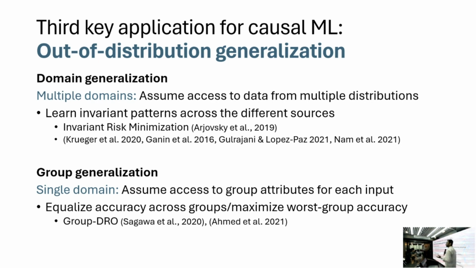The other is you only have a single domain, but you have attributes, right? So remember our face example, we had attributes like pale skin, hair color, and so on for each image. So you have a single data set, but you have lots of attributes. Same principle applies. You can think about equalizing accuracy across all those groups, or you can think about somehow conditioning your model for all those different groups of data so that you build a model that works for all such groups.